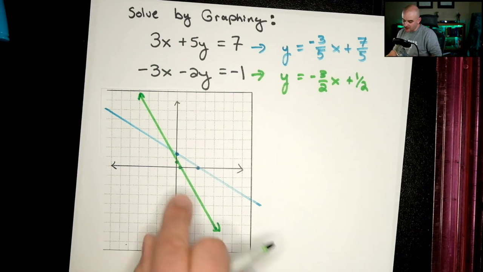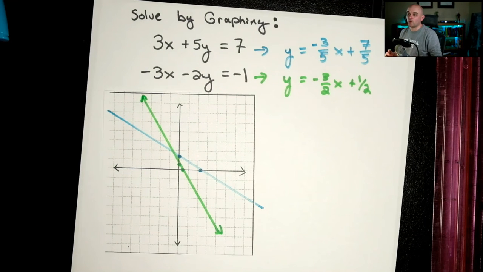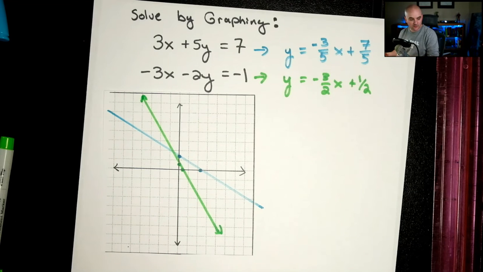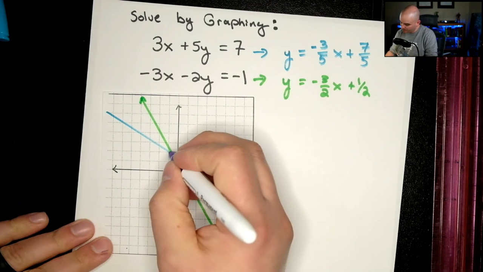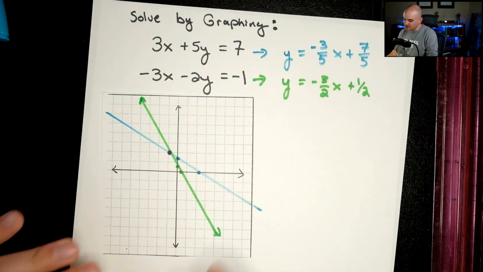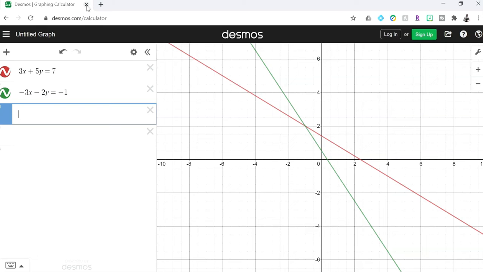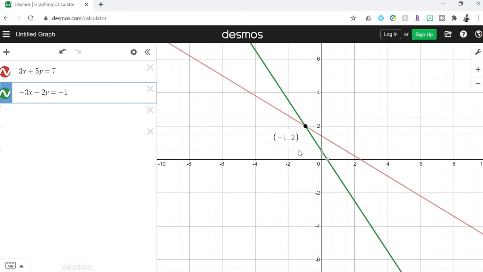Now where they intersect is a point that will work for both lines. And they're intersecting right here at negative 1, positive 2. Now this is not the best one to solve by graphing because of those weird intercepts. If we look over at Desmos, I've graphed it there. And we can see that they are intersecting right here at negative 1, positive 2. And so that's a little bit more accurate, but it's pretty close to what we graphed here.